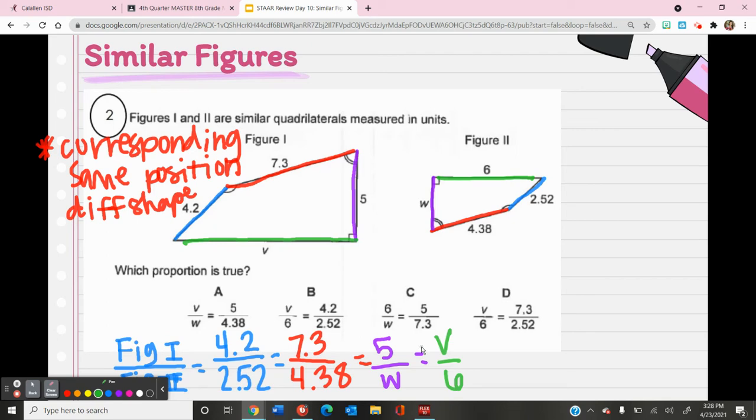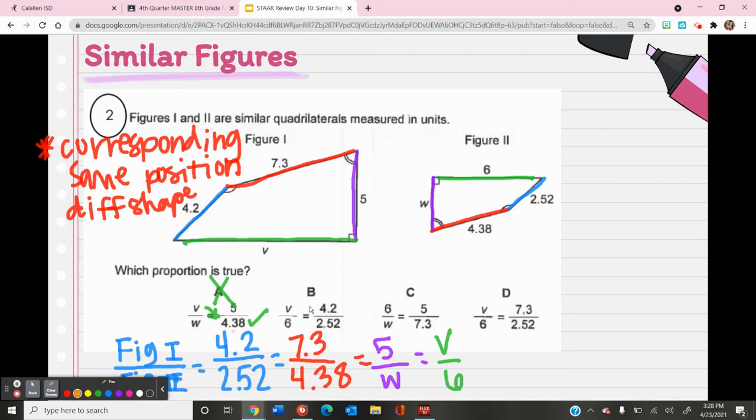So now whenever we are looking to see which proportion is true, again, we have to make sure they are diagonal from each other. So for A, I have V diagonal to 4.38, which is true, if you see this. Whenever those are diagonal to each other, I should have 7.3 and 6 diagonal to each other. That is not what I have here, therefore A cannot be my answer.